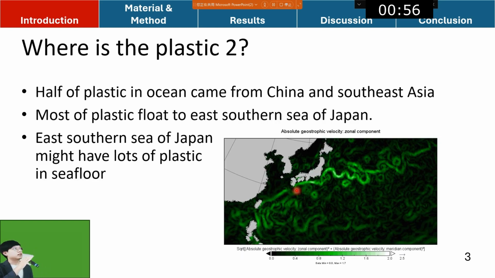Yes, so half of the plastic in the ocean came from China and Southeast Asia, and most of it flows to the east of Japan. This is called the Great Pacific Garbage Patch. So we assume the sea east of Japan might have lots of plastic on the seafloor too.